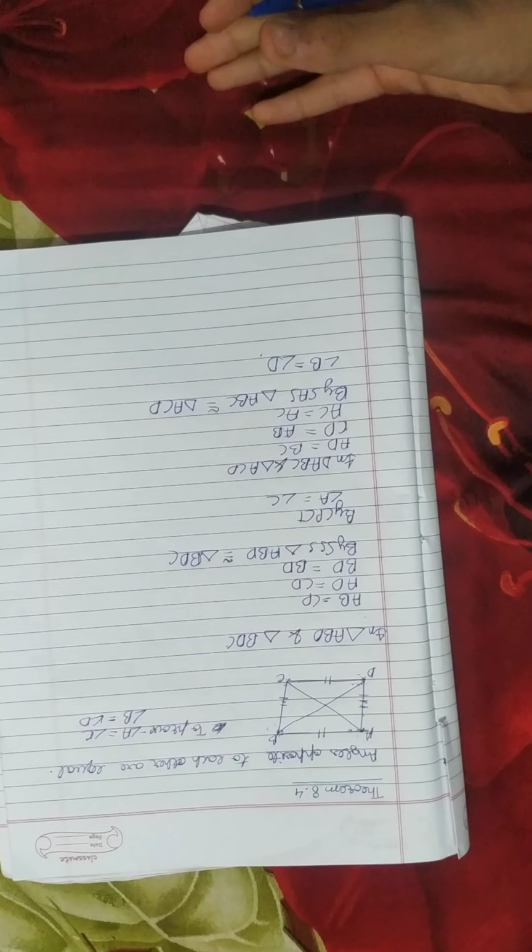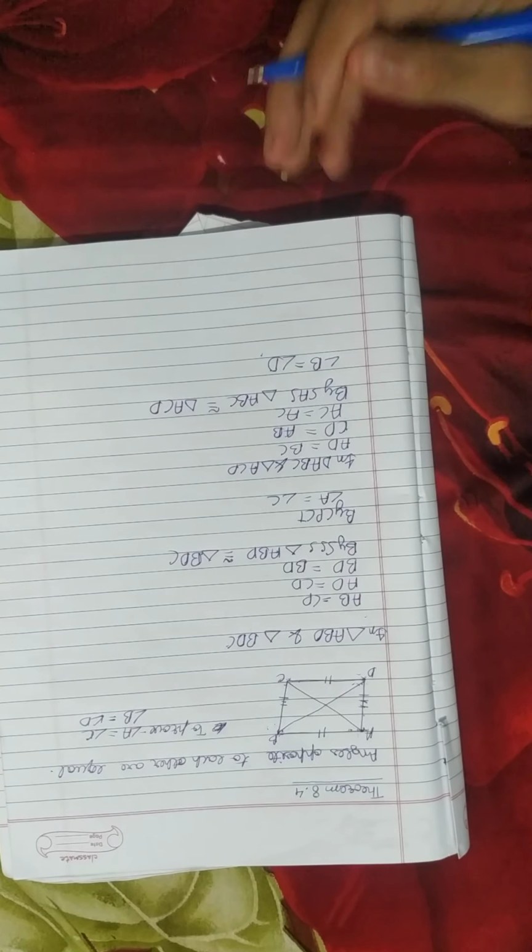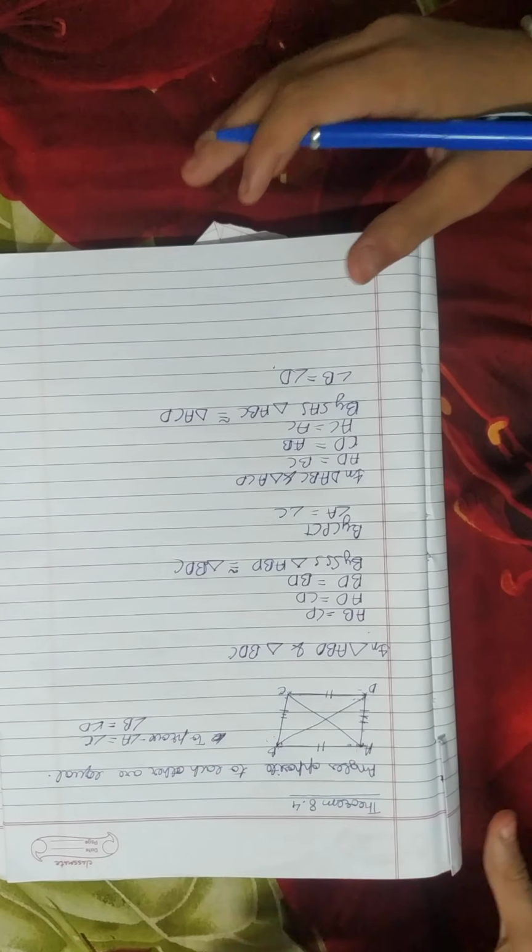A theorem can be proven in many ways. I am showing the simplest way which everyone can understand.